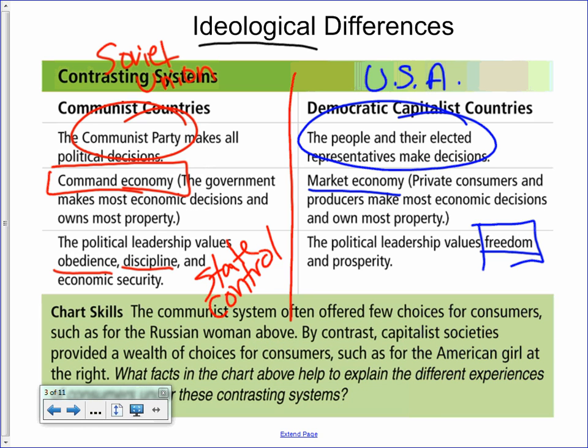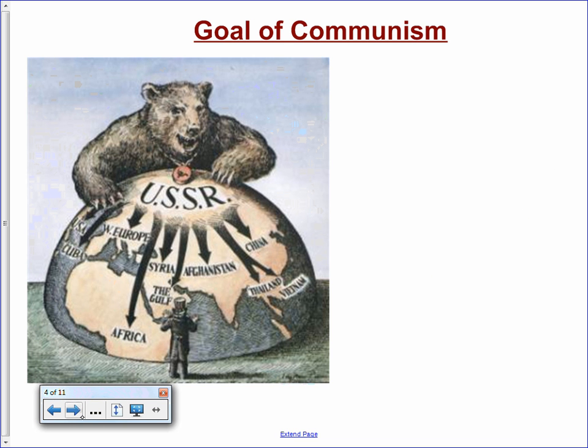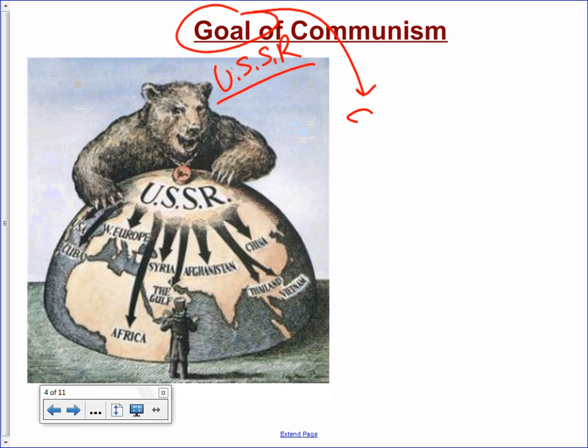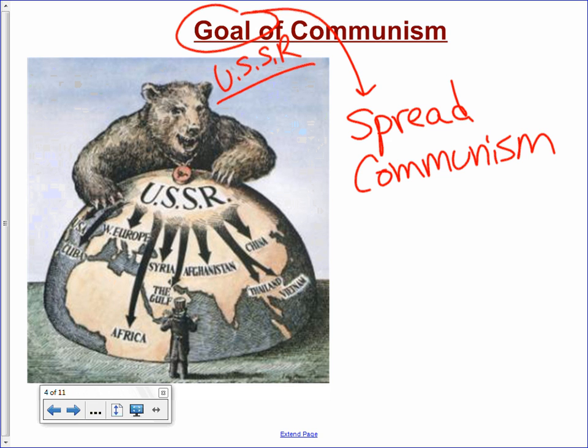That's pretty much the fundamental difference, is that the people control things here in the United States, and in the Soviet Union and in any other communist country, the government is going to control everything. All right, so here's the goal. I told you that the Soviet Union is usually always symbolized with a bear. So the idea here, or the goal, is to spread communism throughout the world.